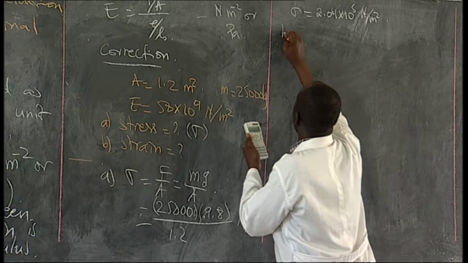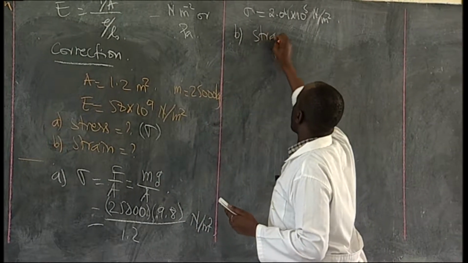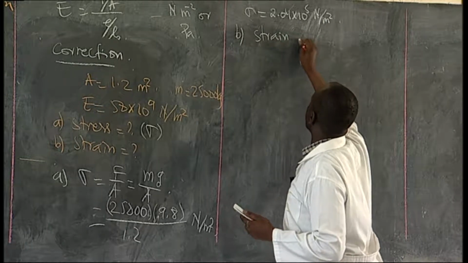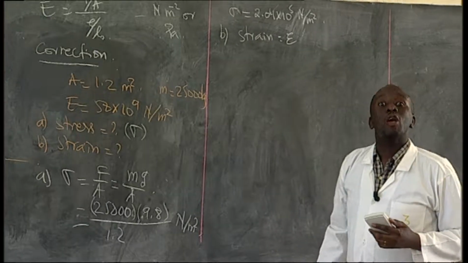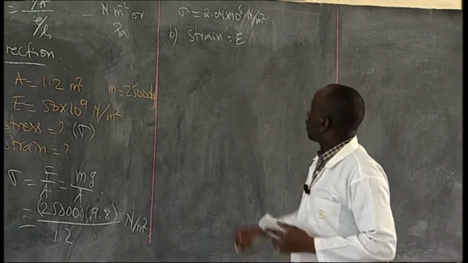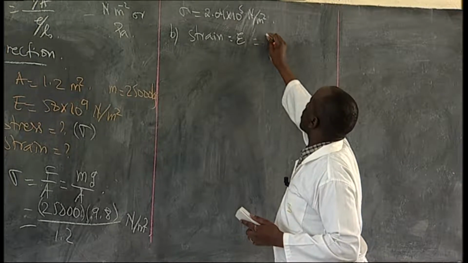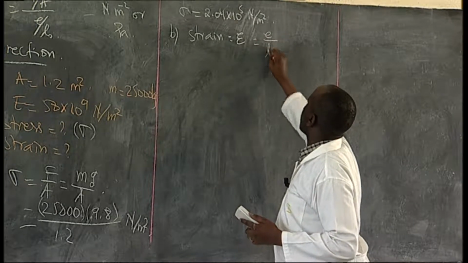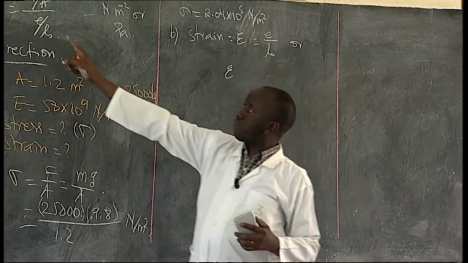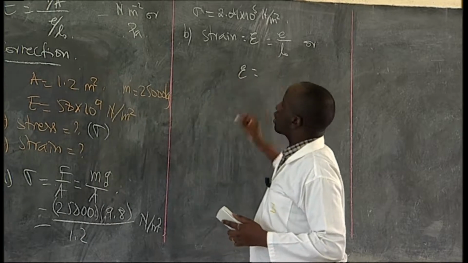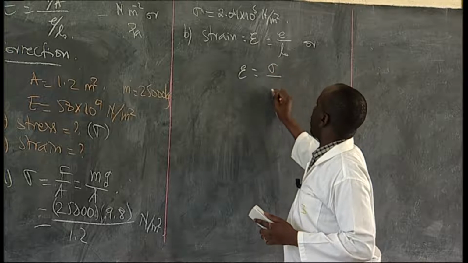And then B is going to be strain. What is going to be strain here? Strain, remember, it is this E, epsilon, and this is going to be equal to e over L0. Or this E, according to what you have there, do you see that? This E is going to be equal to sigma over E.